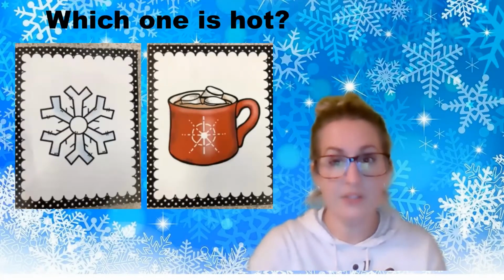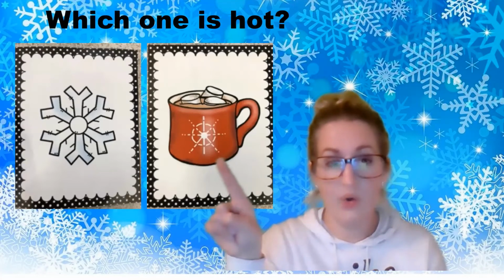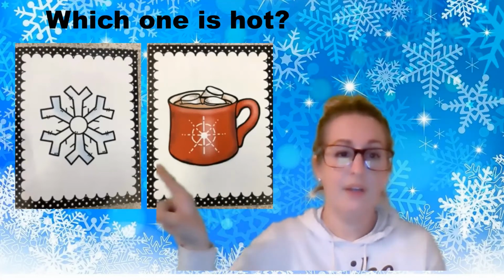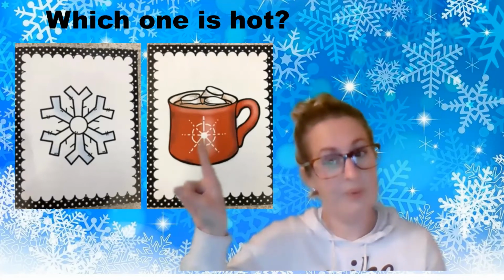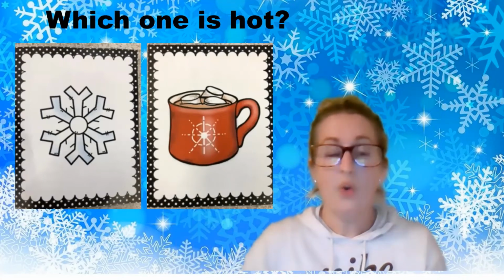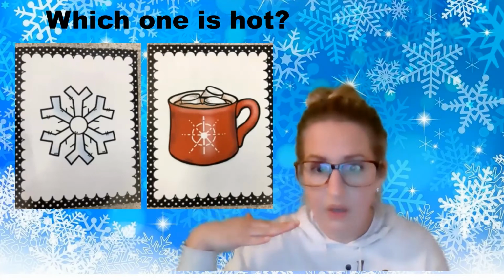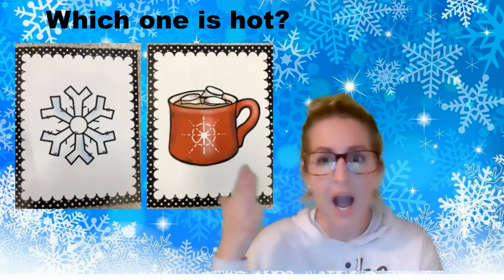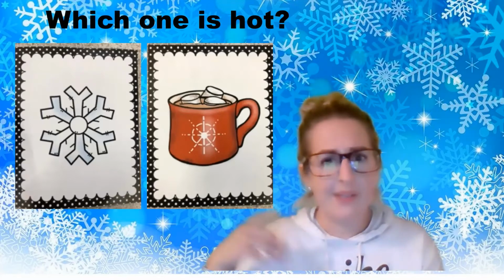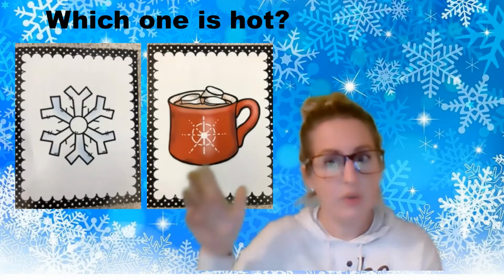Okay, our next two pictures are of, there's our hot cocoa again, and then we have a snowflake over there. So we have hot cocoa and a snowflake. We need to find the one that is hot. So I want you to point to the one that is hot. So is snow hot or is hot cocoa hot?